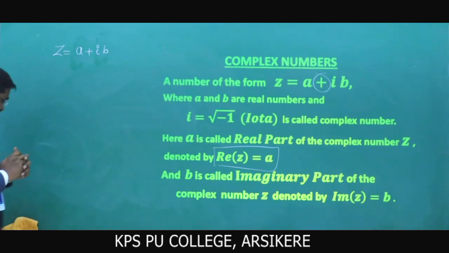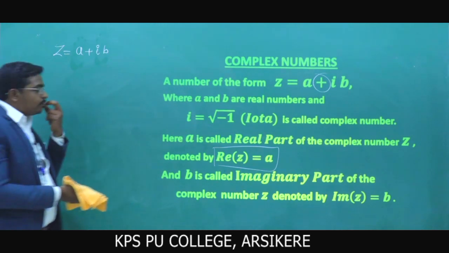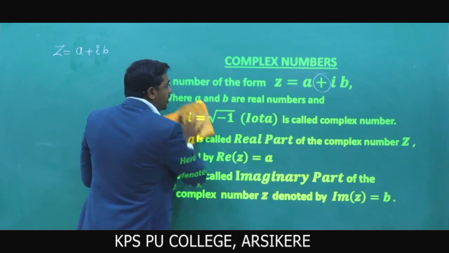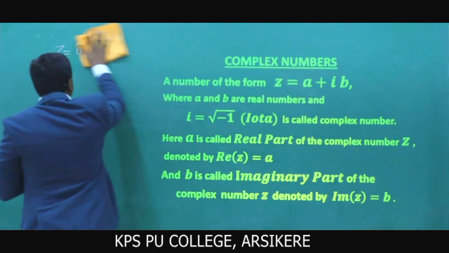So now let us discuss one property, the equality of complex numbers. When two complex numbers are equal, what about the remaining things? We'll discuss here.